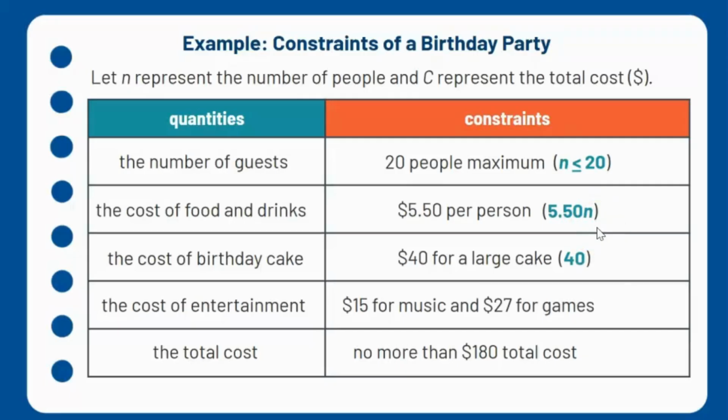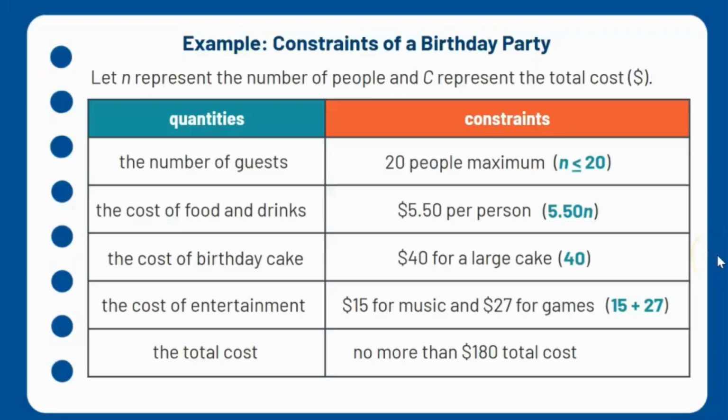The cost of the birthday cake is an exact value. The cost of the cake is $40. The cost of the entertainment is also an exact value. Which expression represents the cost of the entertainment for the party? 15 plus 27 represents the cost of the entertainment for the party.